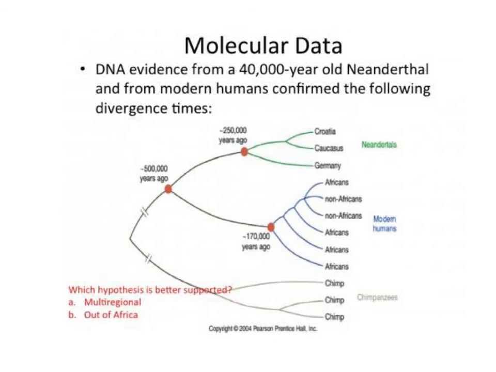This map is also showing an estimate of divergent times, but it's turned sideways. We can see here that approximately 500,000 years ago, the modern human lineages split off from the Neanderthal lineage. And then we can see that 170,000 years ago, this node right here, is when the modern races that we know today diverged.